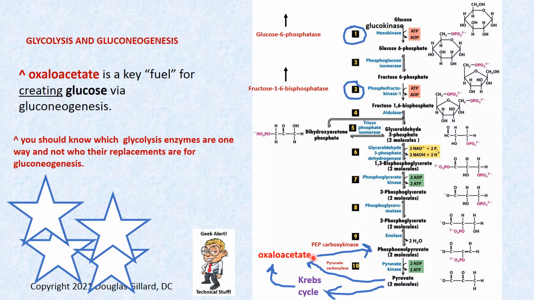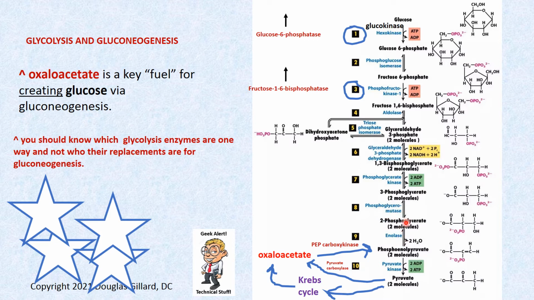It can be acted on by PEP carboxykinase. PEP is phosphoenolpyruvate. Everybody just calls it PEP, but it's phosphoenolpyruvate. And that converts it into the second to last molecule in glycolysis, which is phosphoenolpyruvate. It's PEP. And then enolase is a two-way enzyme, so you can run it back to here.